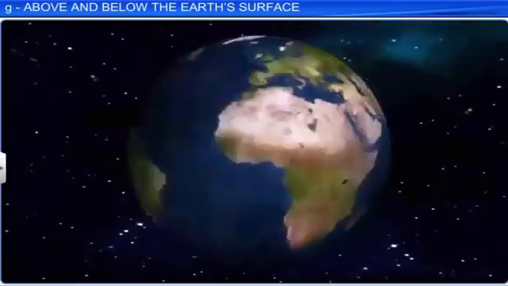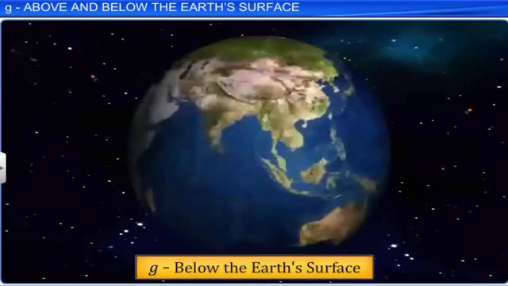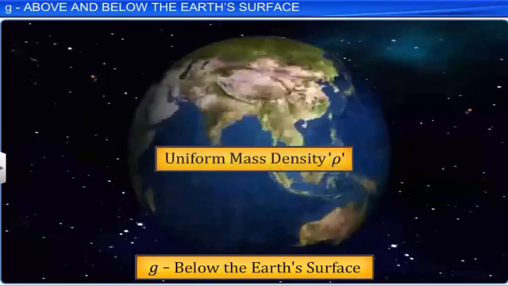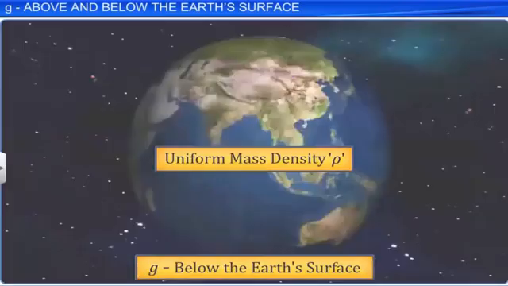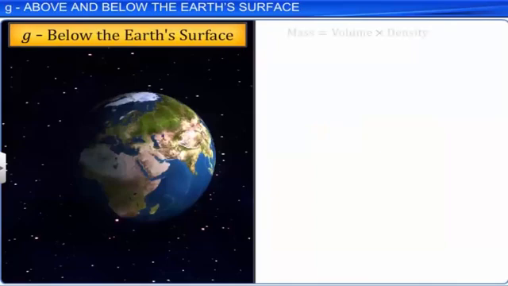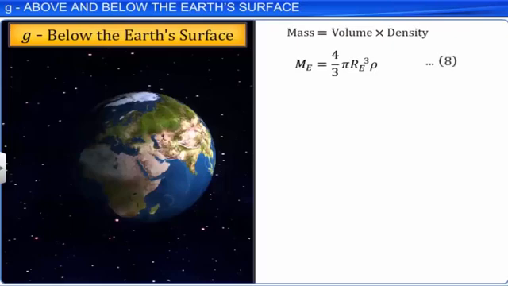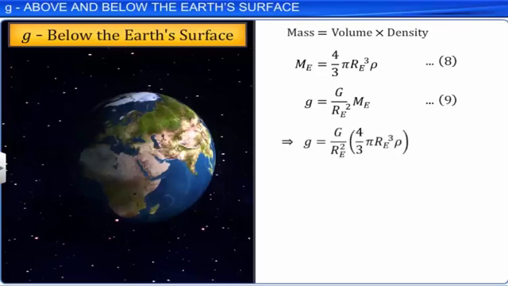To consider the variation of acceleration due to gravity below the surface of the Earth, let us assume that the Earth is a perfect sphere of uniform mass density ρ. Based on the formula, mass is equal to volume into density, the mass of the Earth is represented by equation 8. Me equals 4 by 3 pi Re cube into ρ. Hence, equation 9, which indicates acceleration due to gravity on the surface of the Earth, can be modified to equation 10. g is equal to 4 by 3 G pi Re into ρ.